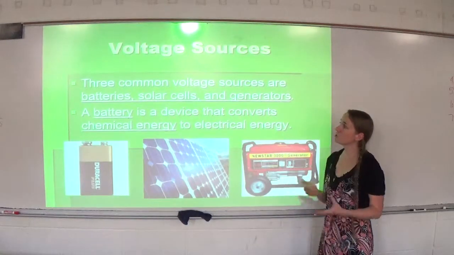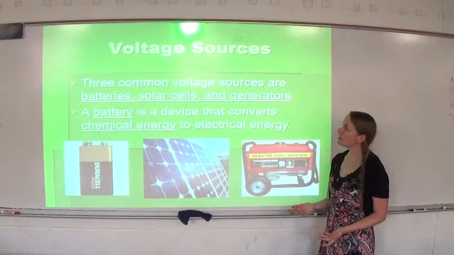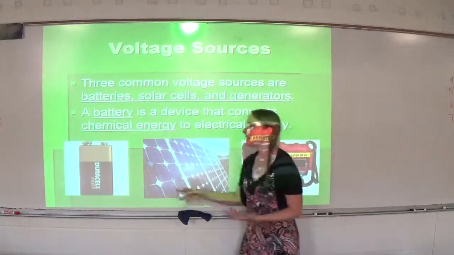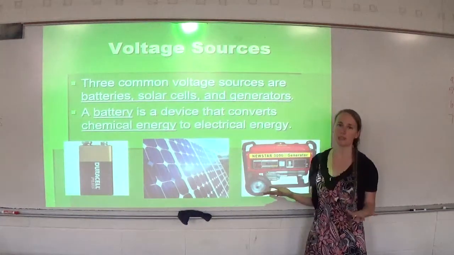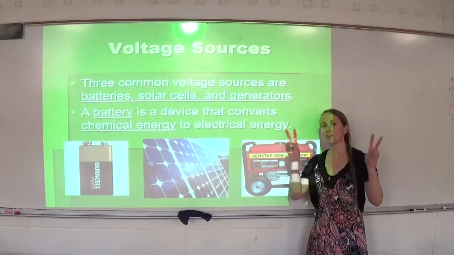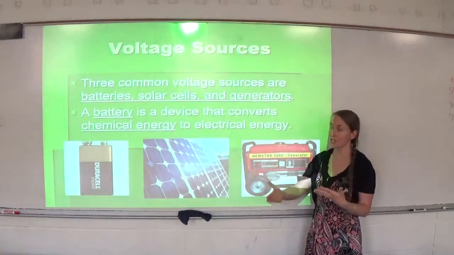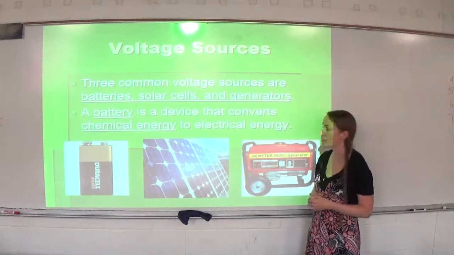Three common voltage sources are batteries, solar cells, and generators. A battery is a device that converts chemical energy to electrical energy. So inside a battery, you have chemicals. It depends on which battery you're looking at as to what the chemicals are. And that's how a battery dies: eventually the chemical reaction has gone to completion, and so you can't produce any kind of energy from the battery any longer.